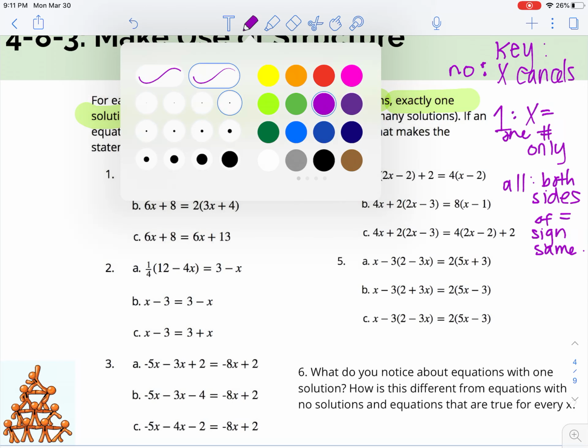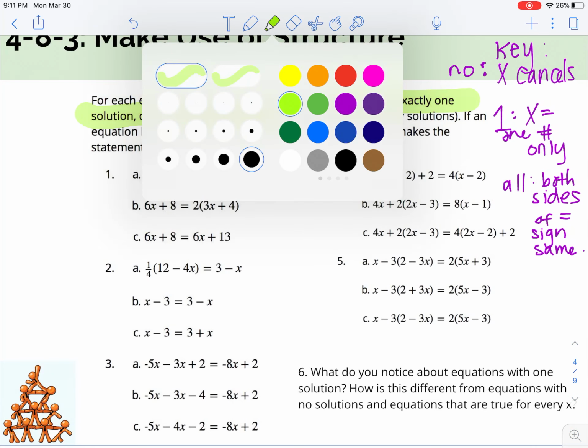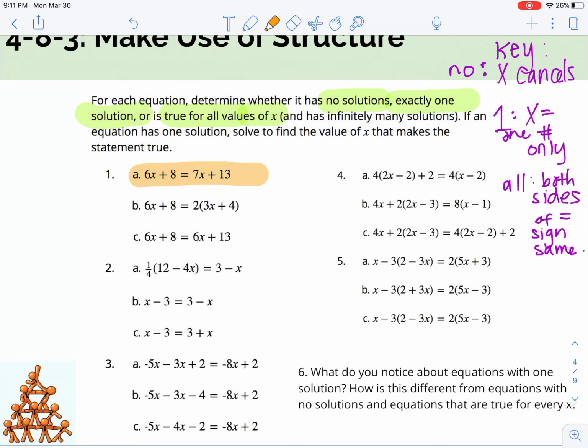Okay, so moving on. Let's look at number 1. It says A is 6x plus 8 equals 7x plus 13. So I'm just going to go through and this will be a good review for how we solve equations again, since it's been a while. I want to get x on one side, right, and then numbers on the other side. And for those of you who are wondering where we are, if you're not paying attention, we're on this one right here.